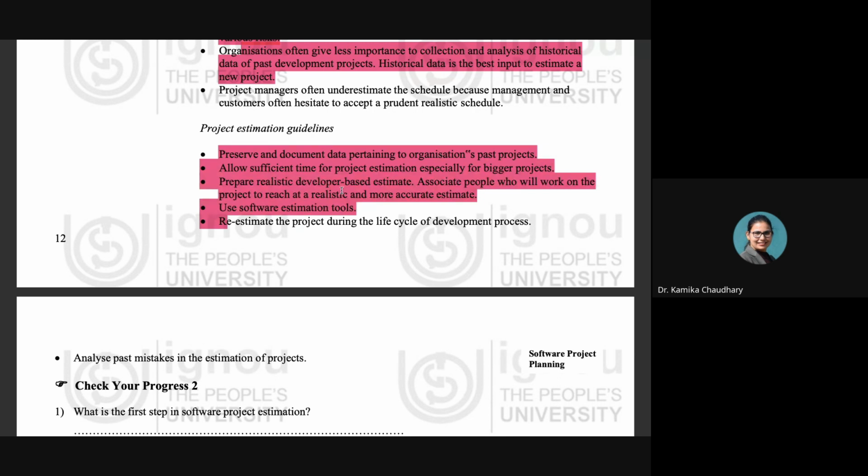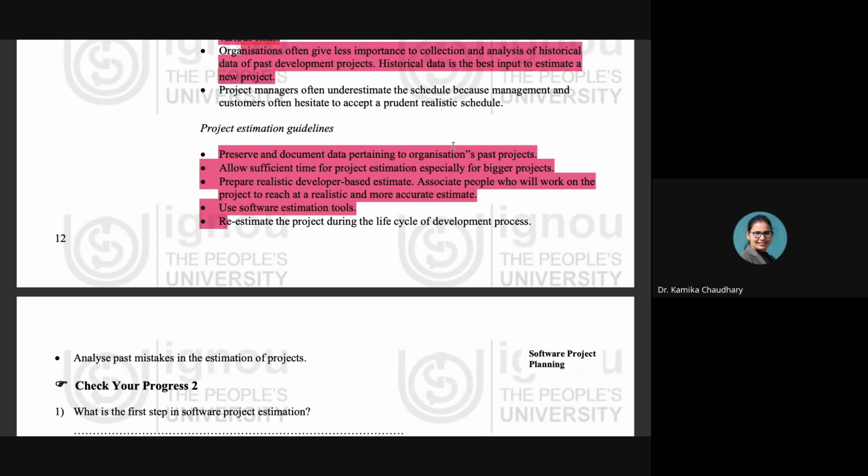Next is to allow sufficient time for the project estimation, especially for bigger projects. The task of estimation also shouldn't be done in a hurry. The organization should allow the project manager a sufficient amount of time so that good estimates can be made.